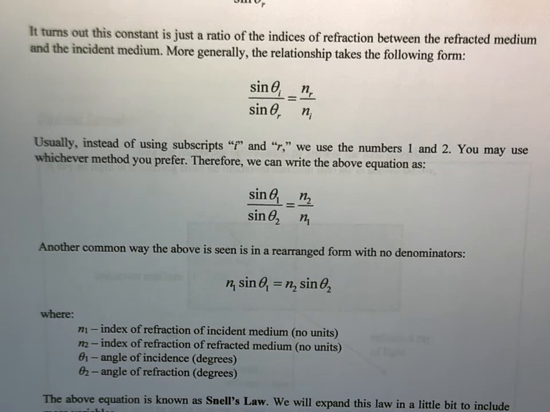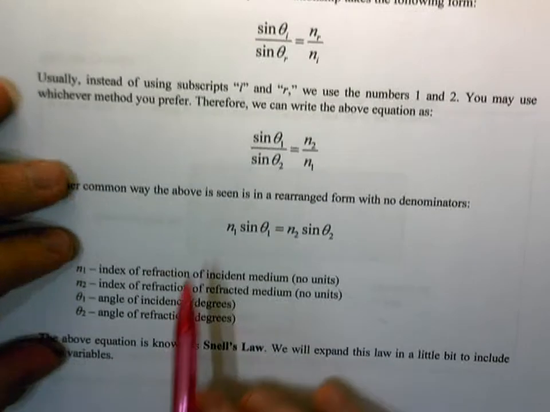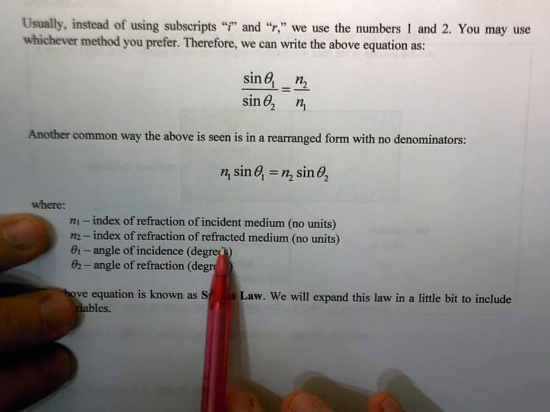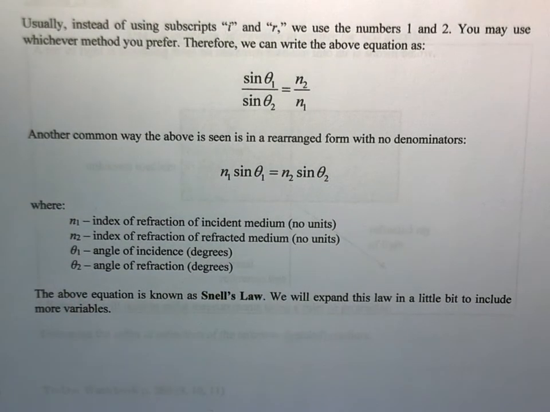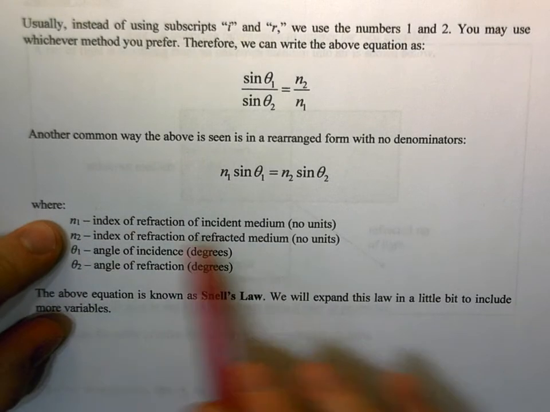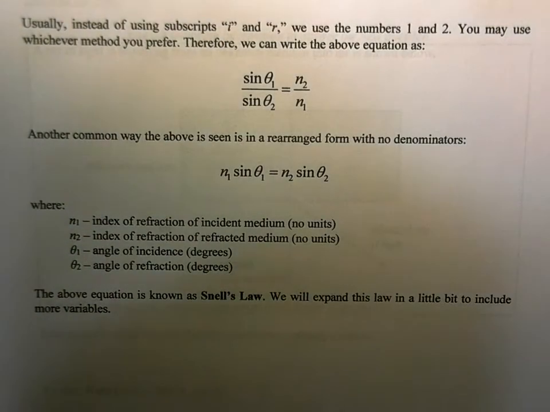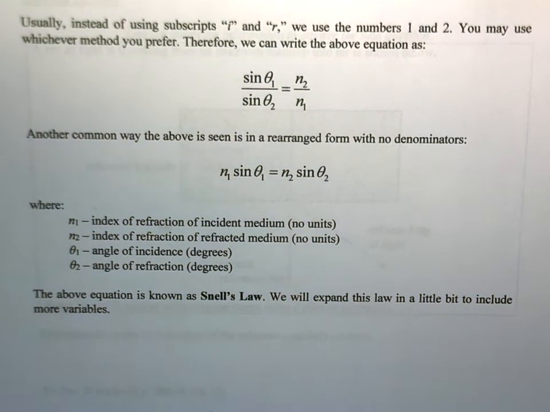Another way we could write this, if we didn't want to write it in fraction form, is n1 sine theta 1 equals n2 sine theta 2. So n1 is the index of refraction of our incident medium, n2 is the index of refraction of the refracted medium, our second medium. Again, indices of refraction don't have units. Theta 1 is the angle of incidence in degrees, and theta 2 is the angle of refraction, also in degrees. With that said, because we're using trig functions, calculator in degree mode.